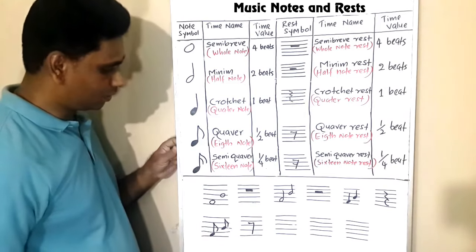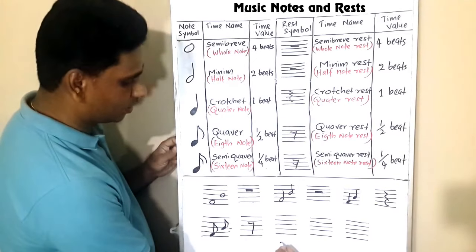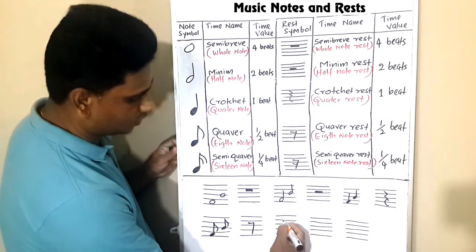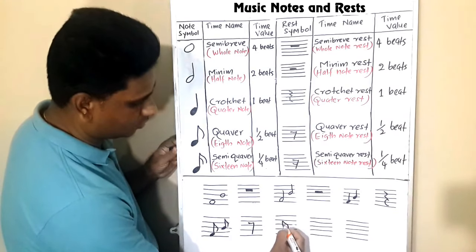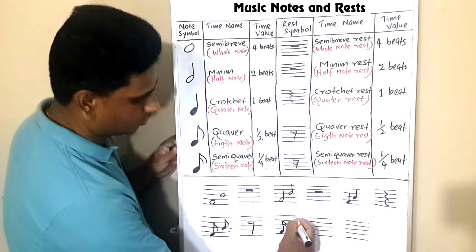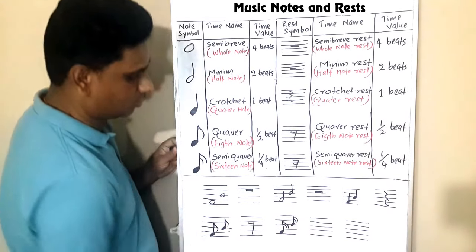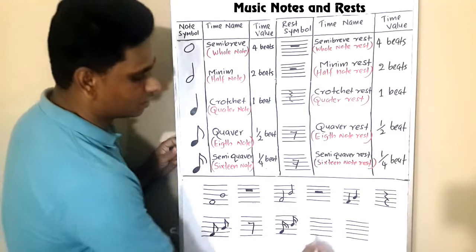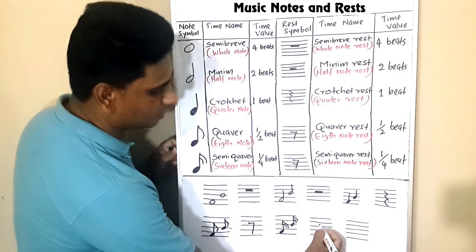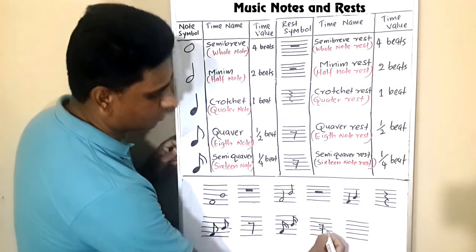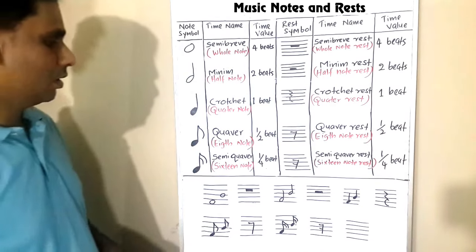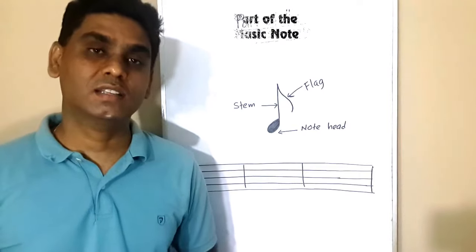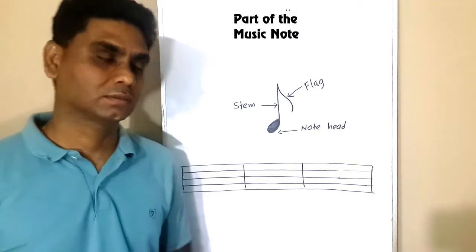And the semiquaver can be written either in a space or on a line. And this is the semiquaver rest. Start from the third space. Hope it's clear. Let's learn the parts of the music note.